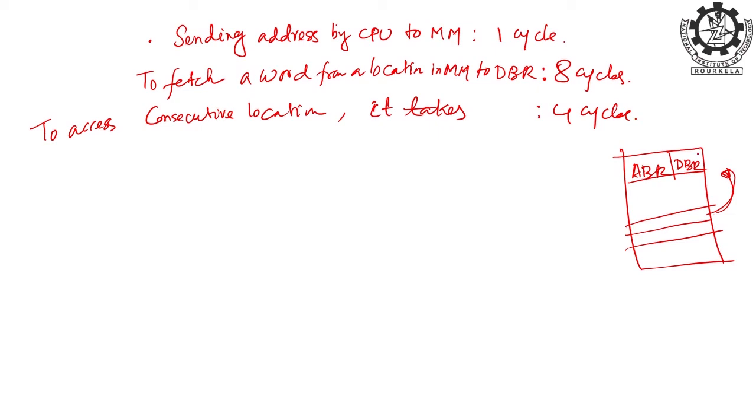Now, data will be transferred from here to the CPU, so it takes 1 cycle. Sending one word to the CPU takes 1 cycle. Now, we want to transfer data from the memory module to the cache memory, 1 block, and 1 block is equivalent to 8 words.